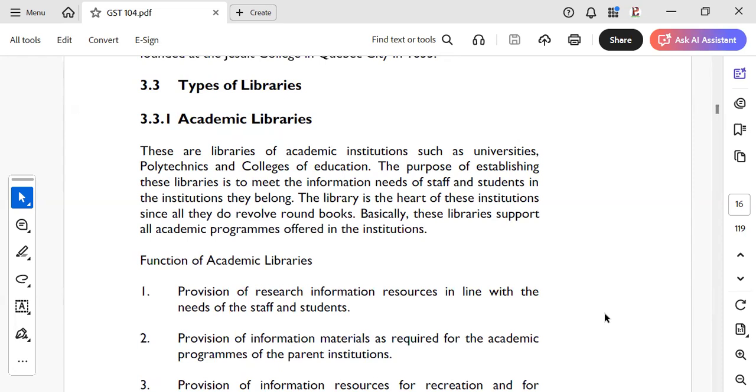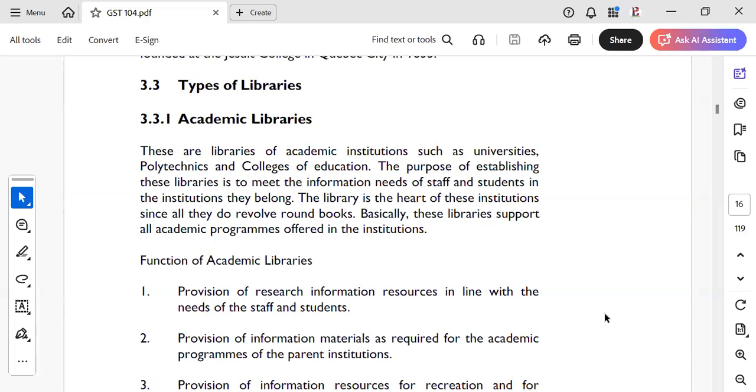So we have types of library. That's what we want to know now. Or is a library just a library? Is a library in a school the same as a library in the street and the community? Is it the same as a library at the national level, or are they all different? So we are going to talk about types of libraries today.